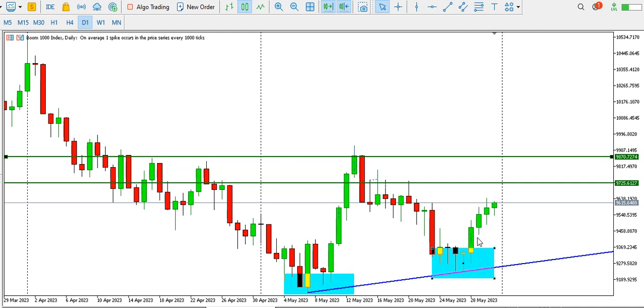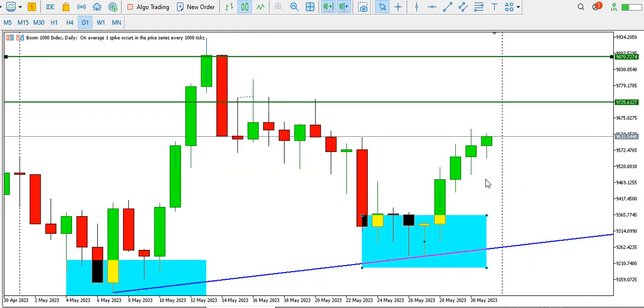So looking at the last five candlesticks, we have one, two, three, four, five bullish candlesticks. That shows that the buyers are more active right now. In the last 1 week, the buyers are pushing price up, and price is attempting to get to the 9725 level. So we might consider buying boom 1000 index.